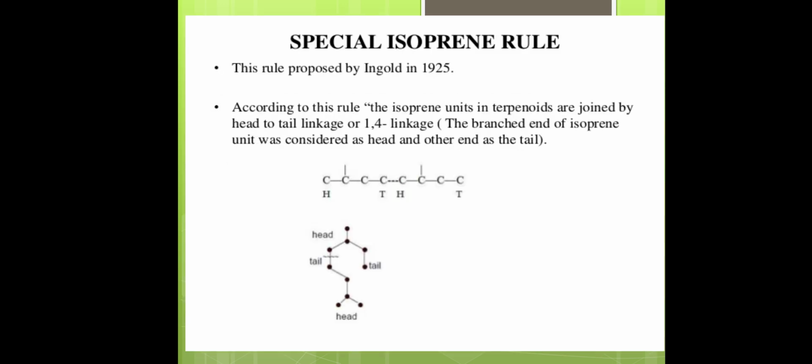Here the special isoprene rule is proposed. This rule was proposed by Ingold in 1925. According to this rule, the isoprene units in terpenoids are joined by head to tail linkage, or 1,4 linkage. The branched end of the isoprene unit is considered the head and the other end the tail. Here H is for head and T for tail. By using the head and tail positions, the structure or molecule is formed.